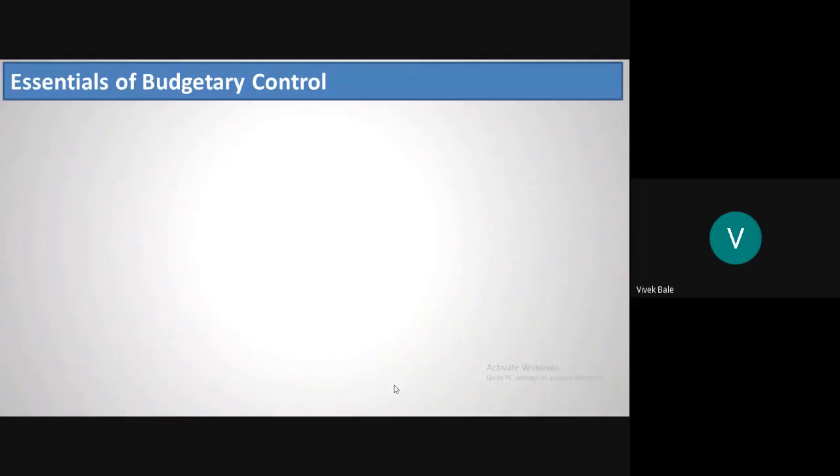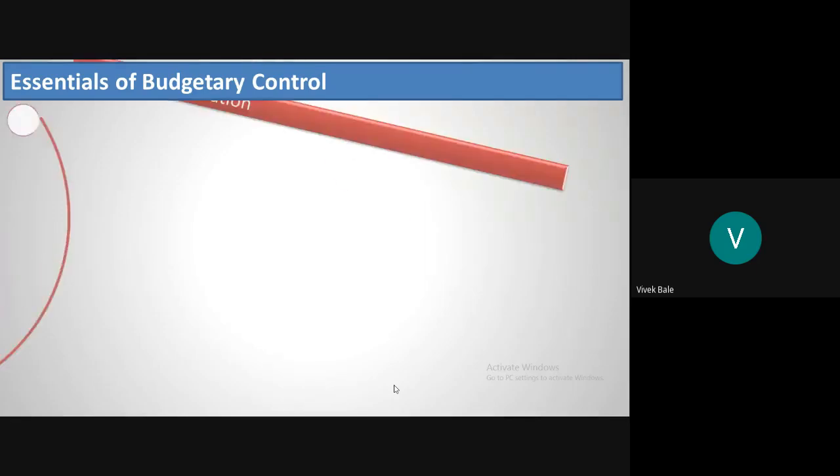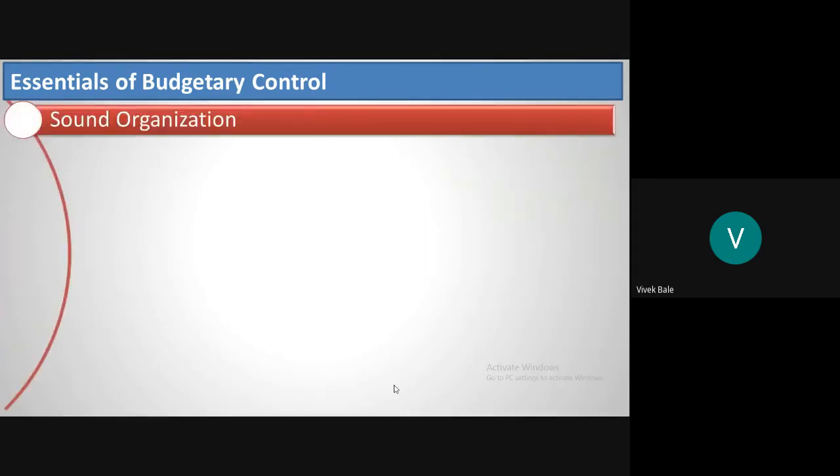Continue. Okay. Essentials of budgetary control. Essential things are required for budgetary control. Without these things, budgetary control cannot be possible. The most effective and successful implementation of the budgetary control system is totally dependent on some important features, and these features are called essential elements of budgetary control.